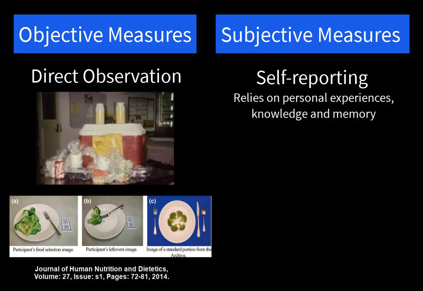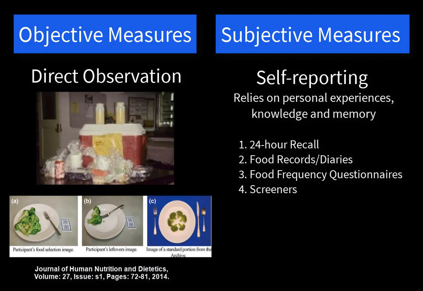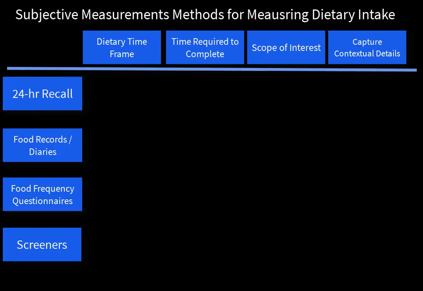The four most common subjective measures for collecting dietary intake are 24-hour recall, food records or diaries, food frequency questionnaires, and screeners. I'm going to go through each one of these and look at the time frame in which they will collect dietary information, the time required to complete them, the scope of interest, whether it's the whole diet or whether just kind of nutrient focused, and whether they have the ability to capture contextual details regarding how someone consumes. So think about time of day and other activities that are occurring while someone is eating.